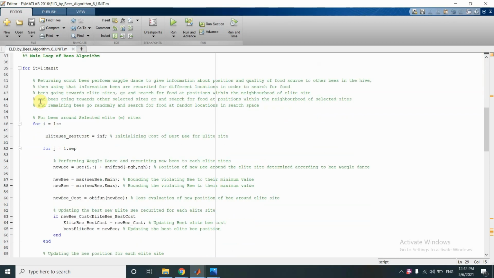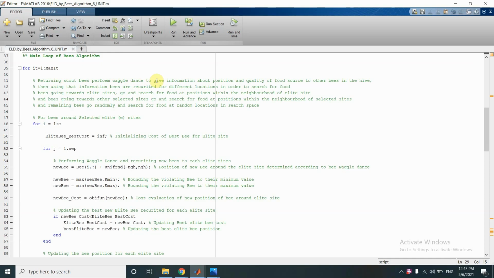So now moving into the main loop of the bees algorithm, we initialize a for loop for the number of iterations, that is it will run till the maximum iterations are completed. Then as I told earlier, the initial bees that were sent to look for food will return, and once they return they will perform the waggle dance to give information about position and quality of food source to other bees in the hive, and using that information, bees are recruited for different locations in order to search for food.